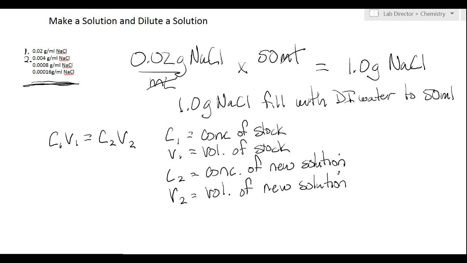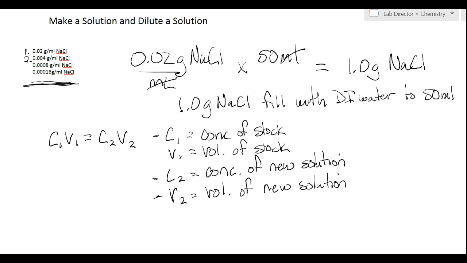Okay, so I already know that C1 is 0.02 grams per milliliter of NaCl. I know that C2, the concentration I want to make, is 0.004 grams per milliliter of NaCl. And I'm going to say that I want 50 milliliters of this too, so I know V2. V2 is 50 milliliters.